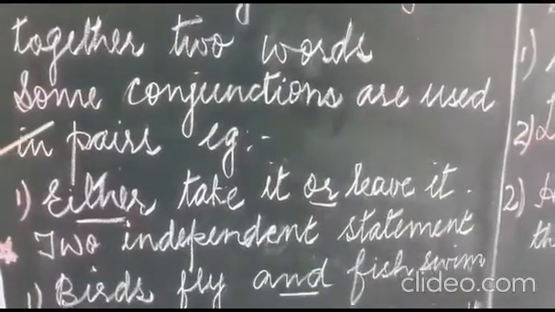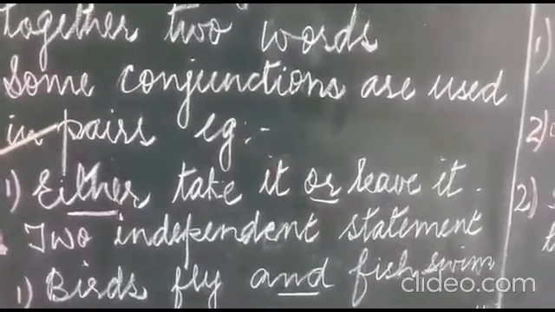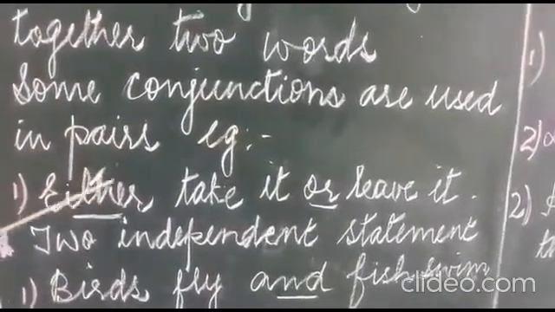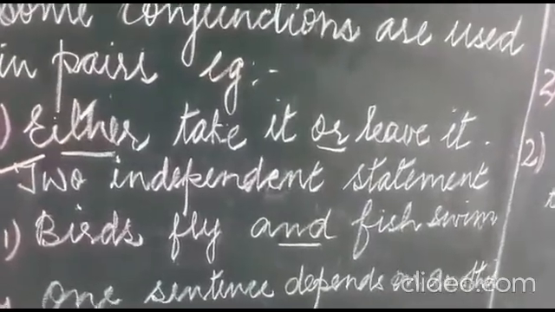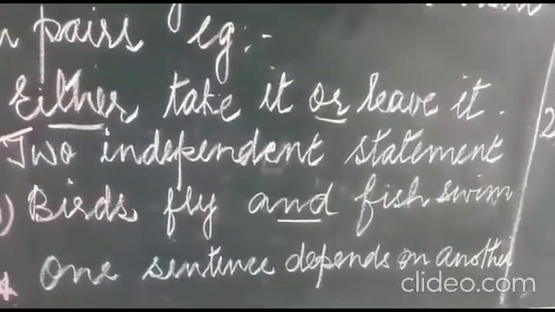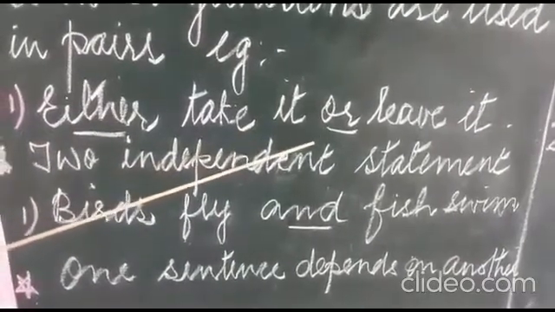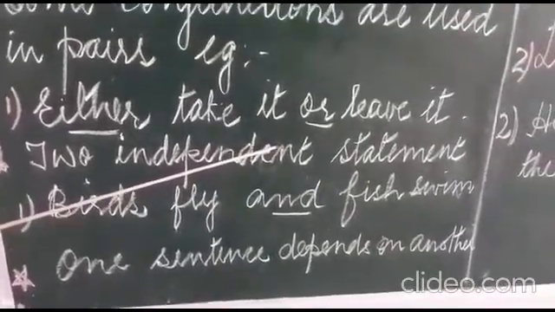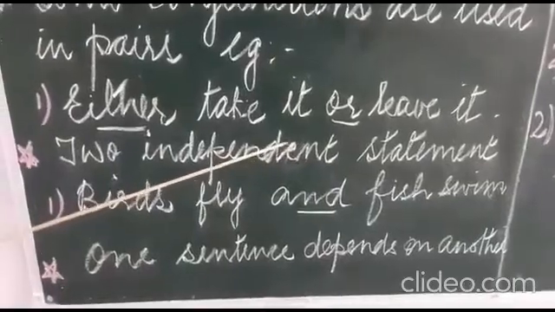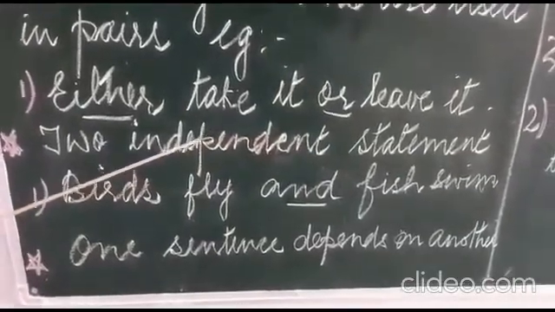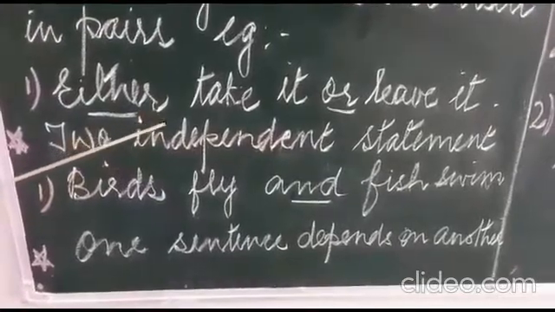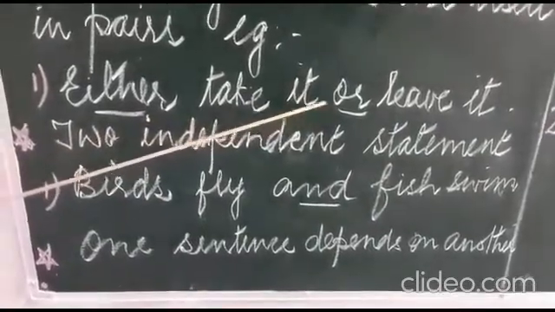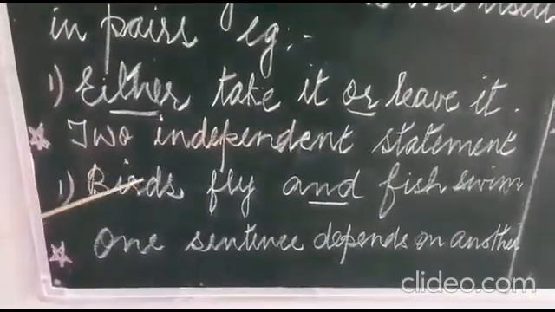Now, some sentences where conjunctions are used in pairs. Some conjunctions are used in pairs. Pay attention to the sentence. Either take it or leave it. These are pairs, either or. And some more examples of pairs like neither nor, not only but also. These are pairs, you know. So these are conjunctions. Neither nor, not only but also, either or. These are conjunctions.